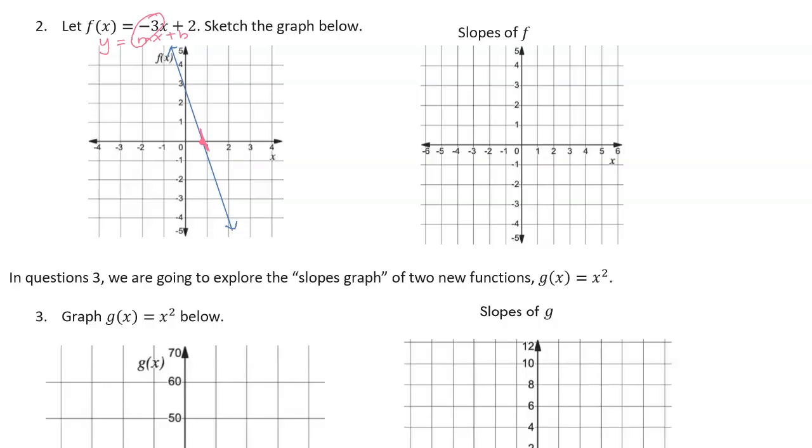So let's graph that here on my second graph. The slope for every single point is going to be negative 3. The slope of f of x is equal to its derivative. So the way we write derivative is f prime or f apostrophe of x. And in this case, it's going to be negative 3. So this is the derivative of f. All right, let's look at the next one.